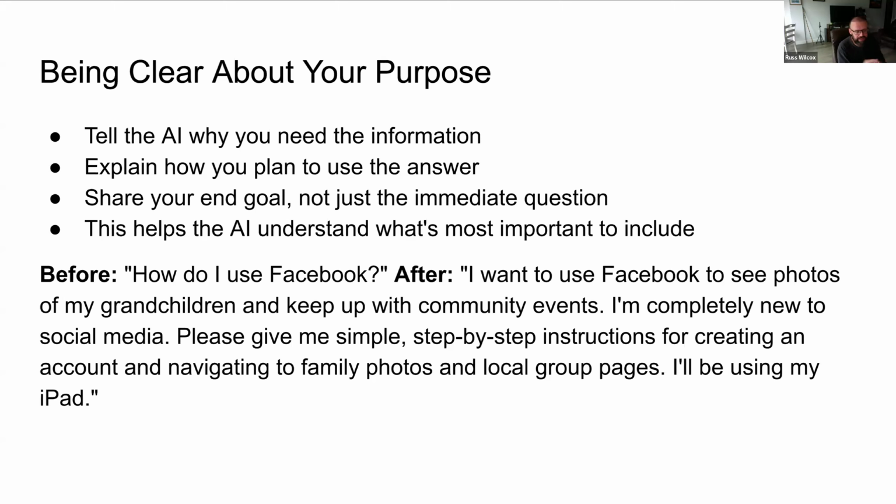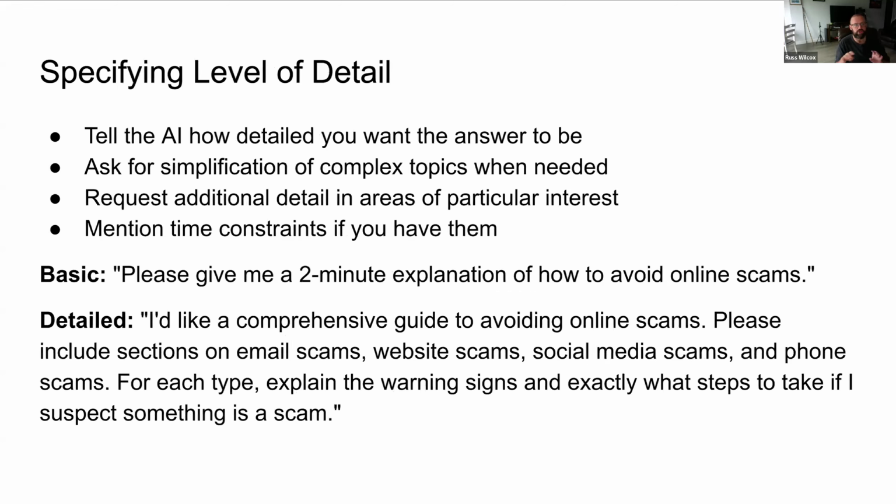And so I'm not going to dive deep into these examples. These are things that I covered last session, but I'm just going into a generalized review. So building off this context idea, what we want to do is tell the AI how detailed you want your answer to be. You can ask for simplification for complex topics when needed. You can request additional detail, and you can mention different time constraints.